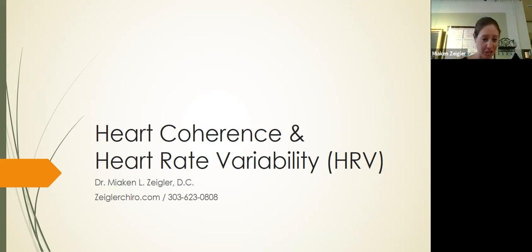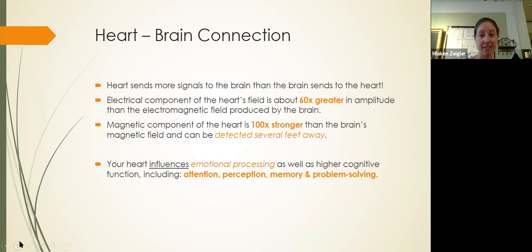So let's just look at some data around the heart. So you have this heart-brain connection, and your heart sends more signals to the brain than the brain sends to the heart. Okay, so you think, oh yeah, the brain is constantly communicating with the heart and it is in control. In fact, we're seeing more signaling to the brain from the heart versus brain to the heart.